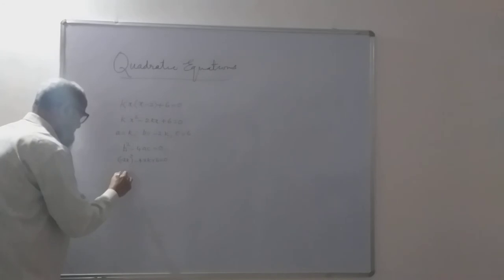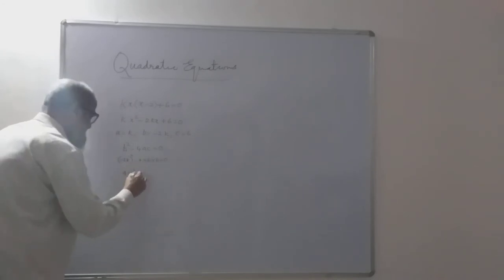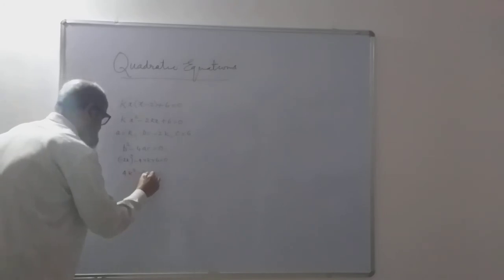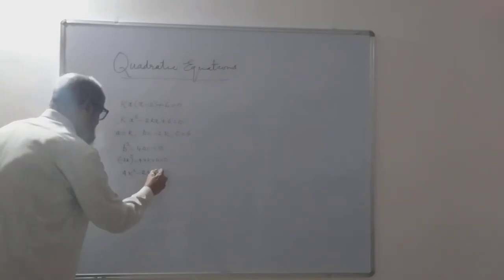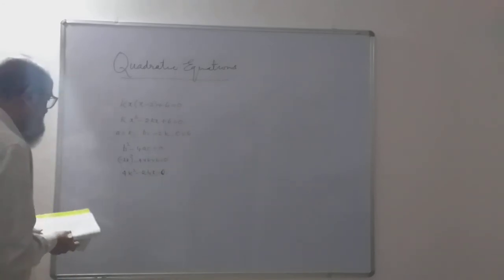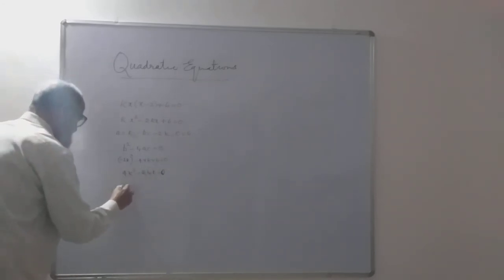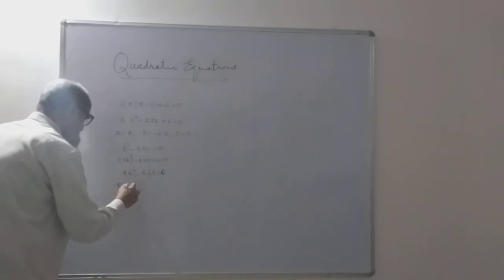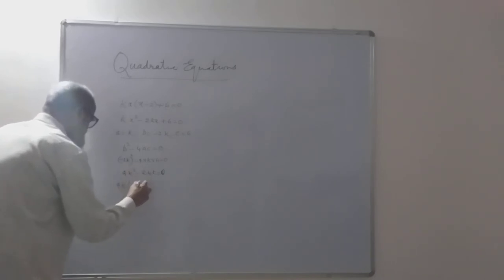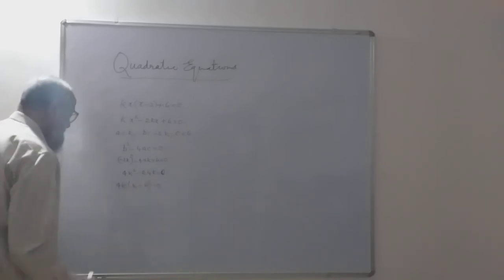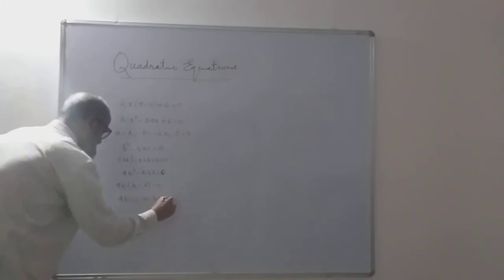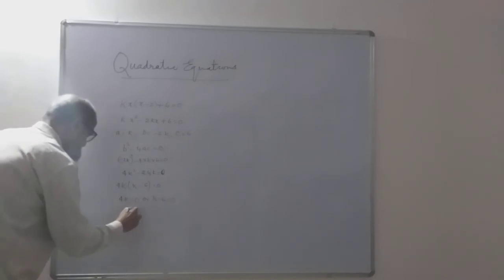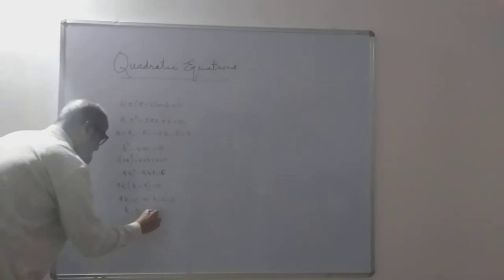So minus 2k the whole square means it will be 4k square minus 4 into 6 is 24k, must be equal to 0. Now in this, 4k is common factor. If I remove 4k, here what I get is k minus 6 is equal to 0. So 4k is equal to 0 or k minus 6 is equal to 0. So either k must be equal to 0 or k should be equal to plus 6.